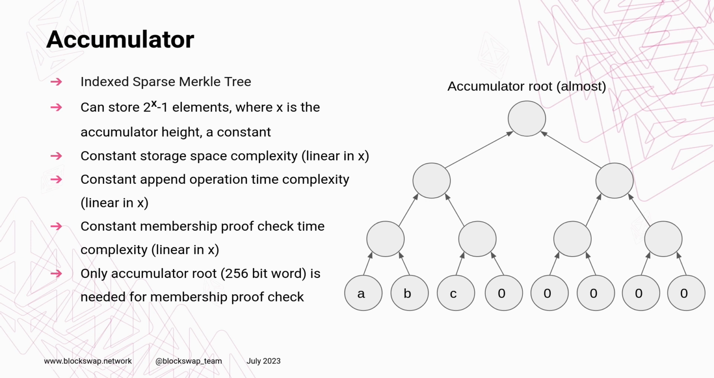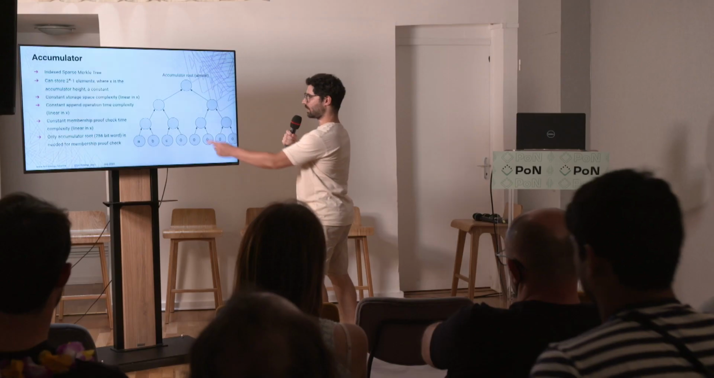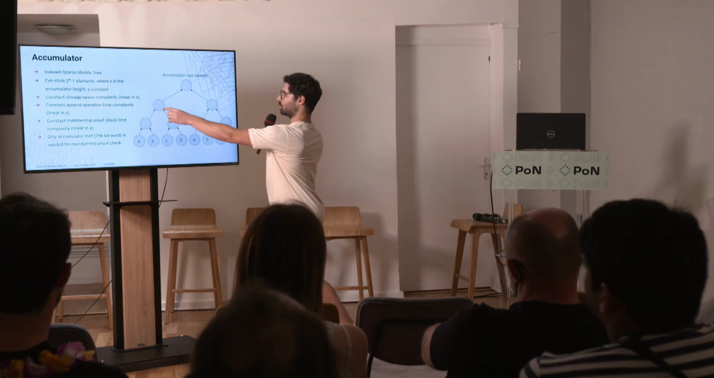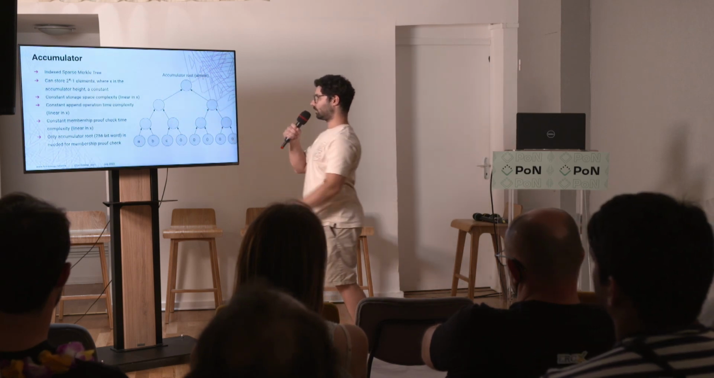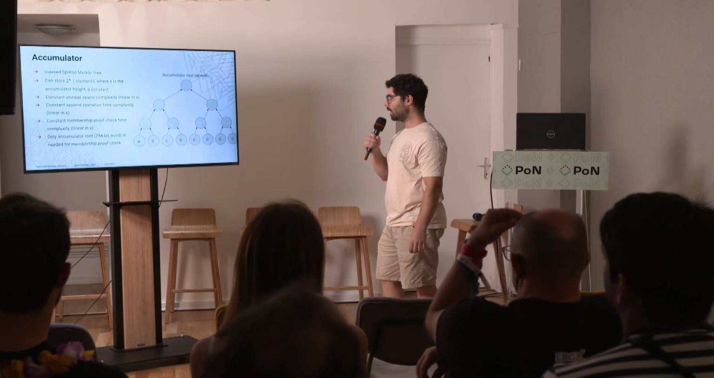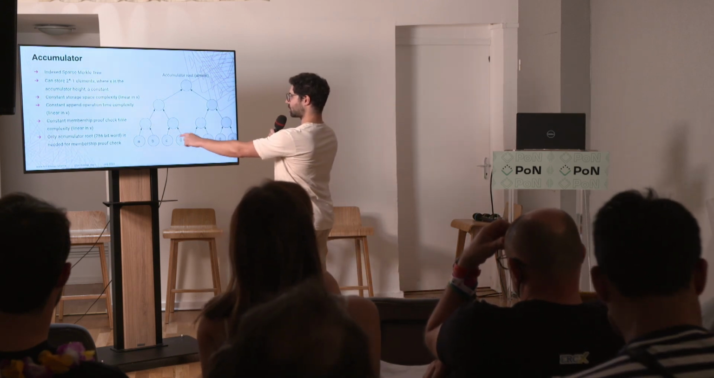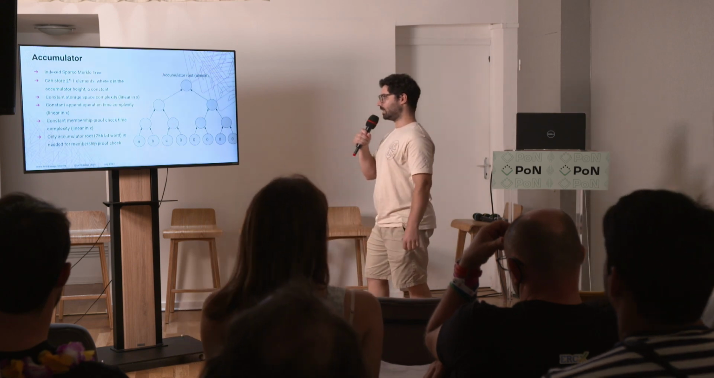We have hashes of transactions here as the leaves, and the parent is always the hash of the children. So the parent of A and B is the hash of A and B, and the parent of C and 0 is the hash of C and 0, and so on. The parent of these two is the hash of these two, and so on all the way through the tree.